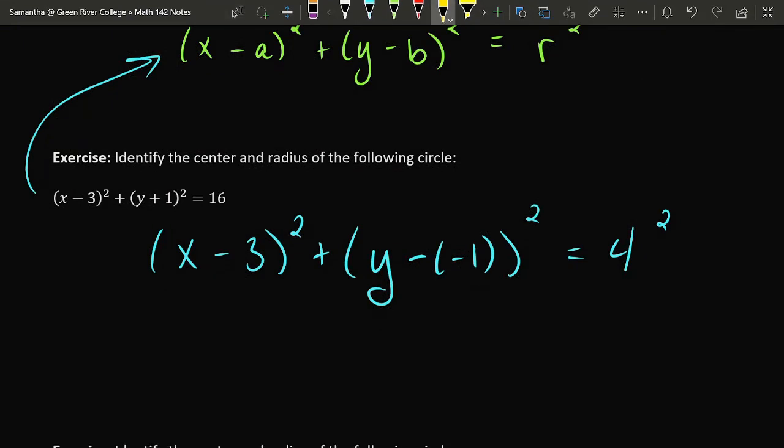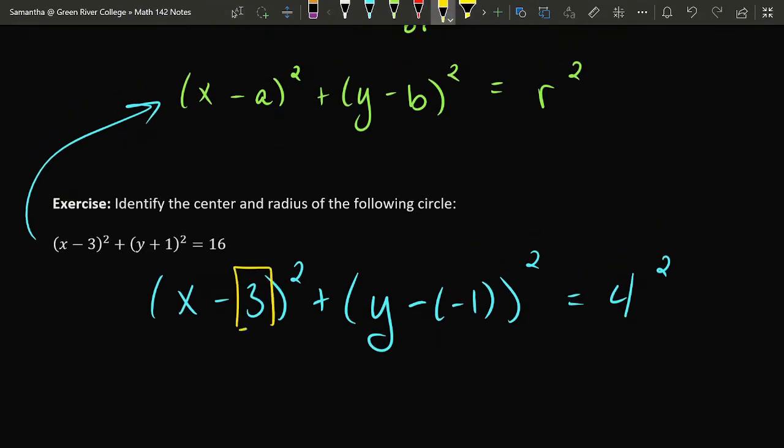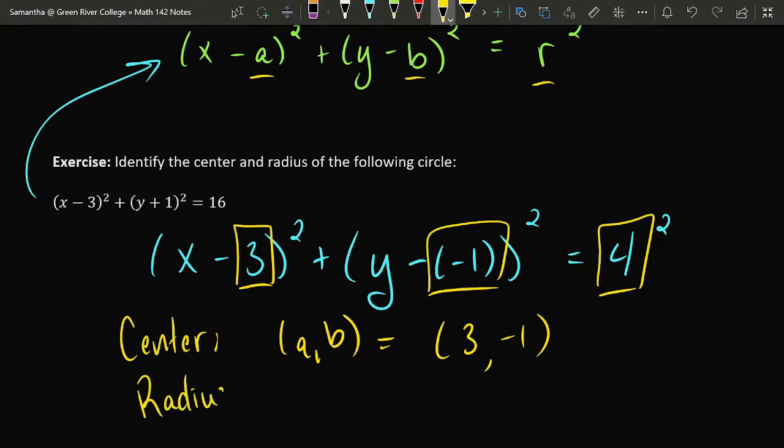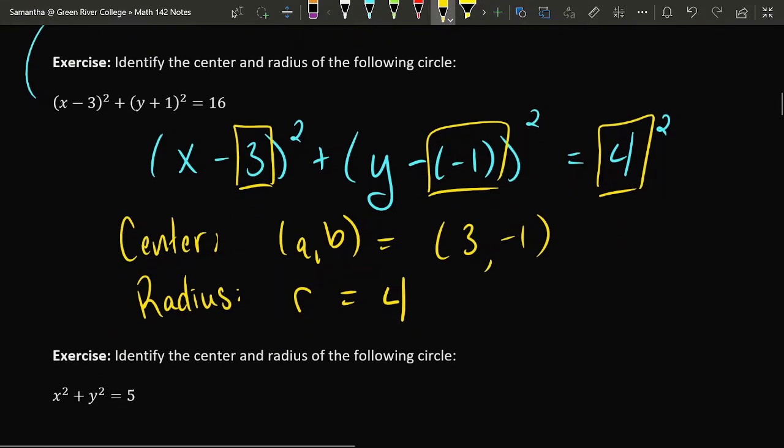So now I can identify on sight the values of a and b and r. The center is located at the point (a, b), which in this case is (3, -1). And the radius, usually denoted by r, in this case would be 4 units, the square root of 16.